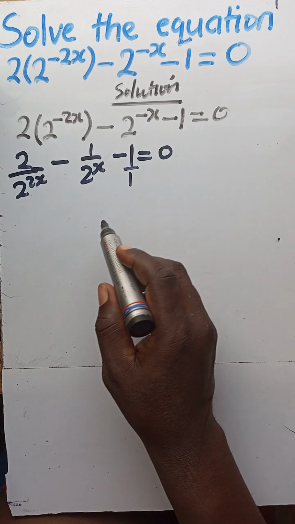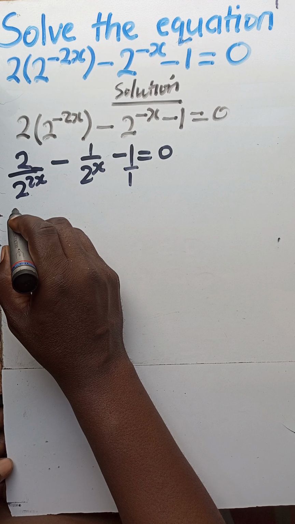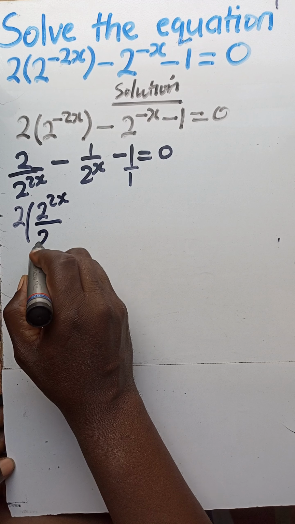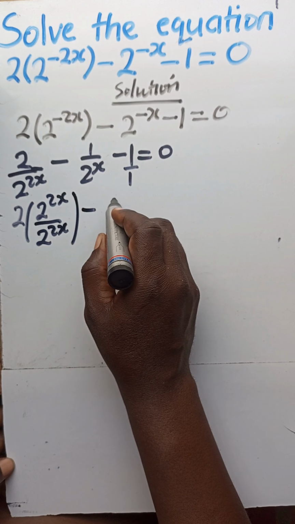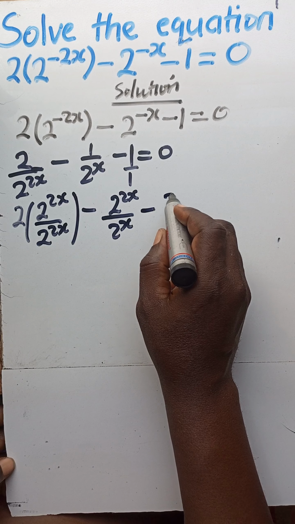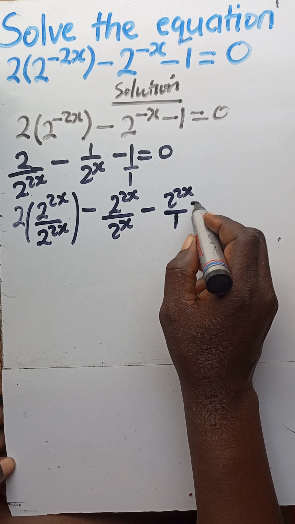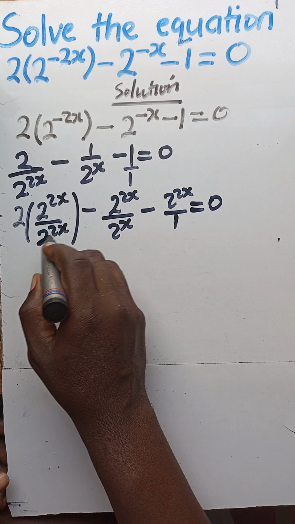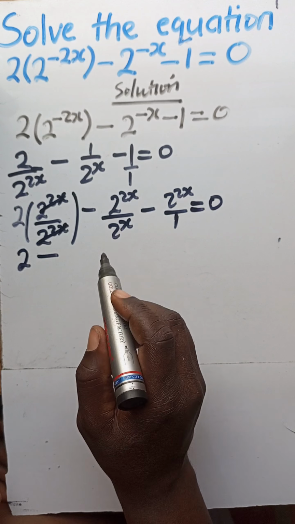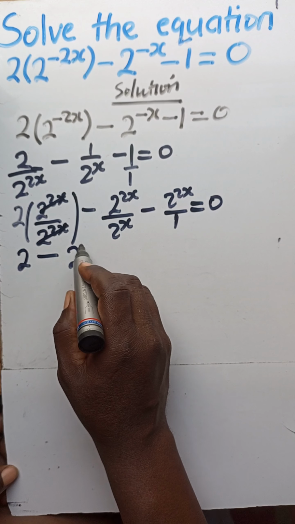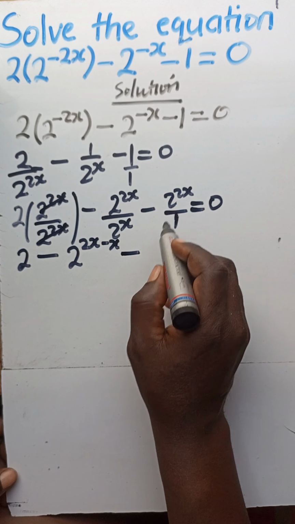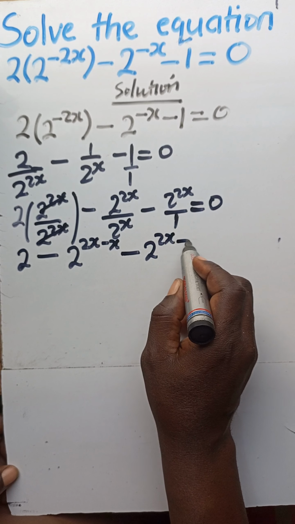So we'll multiply all through by 2 to the power 2x. And so we're going to get 2 to the 2x all over 2 to the 2x, 2 to the 2x all over 2 to the x, 2 to the 2x all over 1 is equal to 0. So that this one cancels that one. We are left here with 2 minus 2 to the 2x divided by 2 to the x. Remember, it is 2 to the power 2x minus x. We subtract the powers. Then, of course, 2 to the 2x is equal to 0.